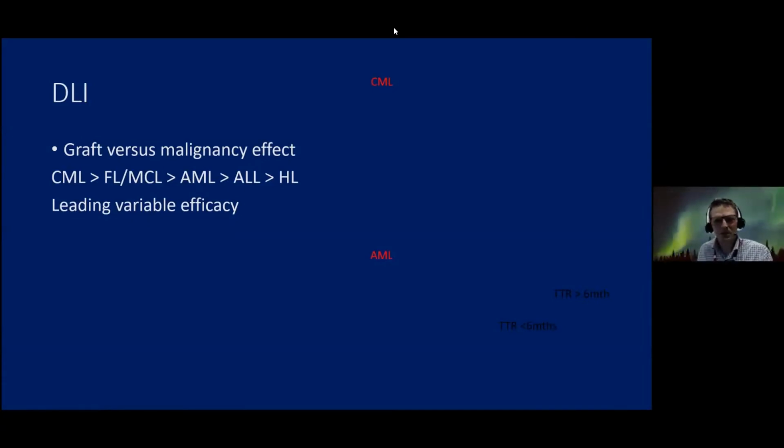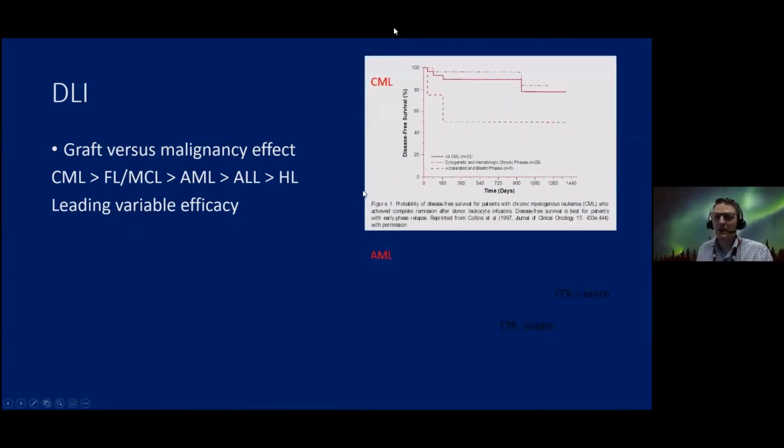And that leads to really quite variable efficacy. So when we look at CML, we really have seminal studies from the late 90s which show that DLI is able to induce excellent responses and excellent long-term disease-free survival for patients relapsing, particularly in chronic phase CML. But even in patients with accelerated phase or blast phase, we see 50% disease-free survivals in these series.